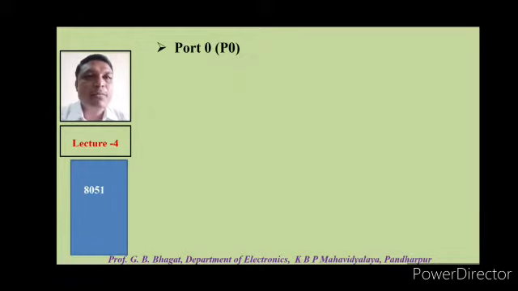Let us see first port 0 in detail. Port 0 is denoted as P0. Port 0 has 8 pins from P0.0 to P0.7. Here P0 stands for port 0 and the number after the dot is the pin number of that port. That is, P0.0 means first pin of that port and P0.7 is the last pin of that port.